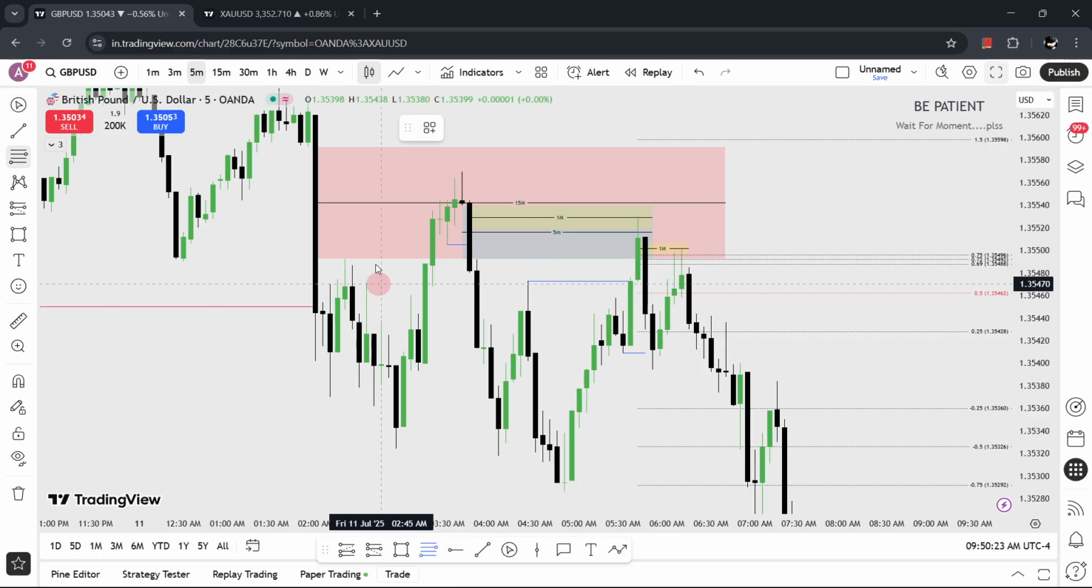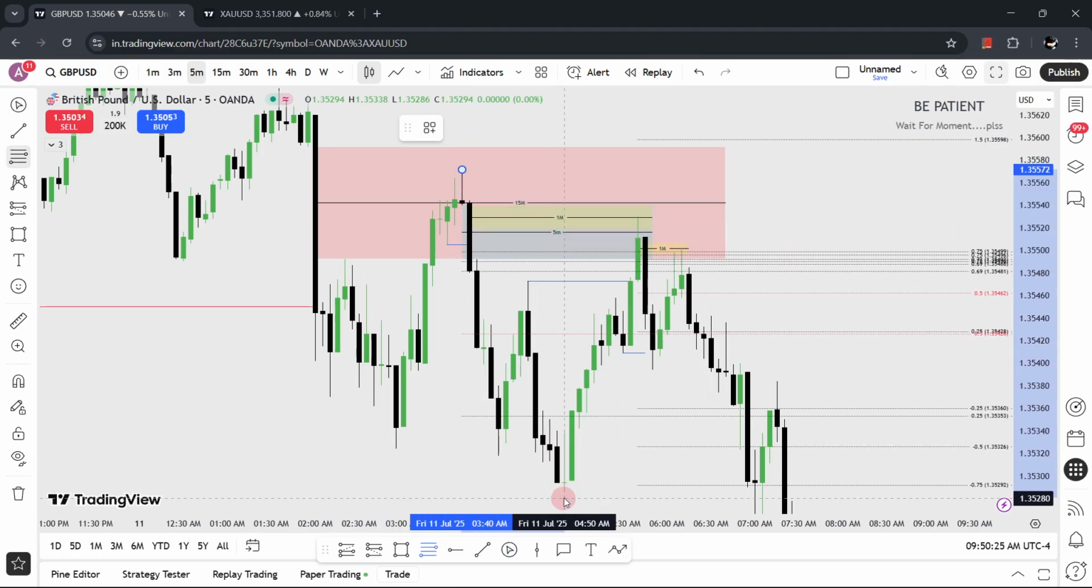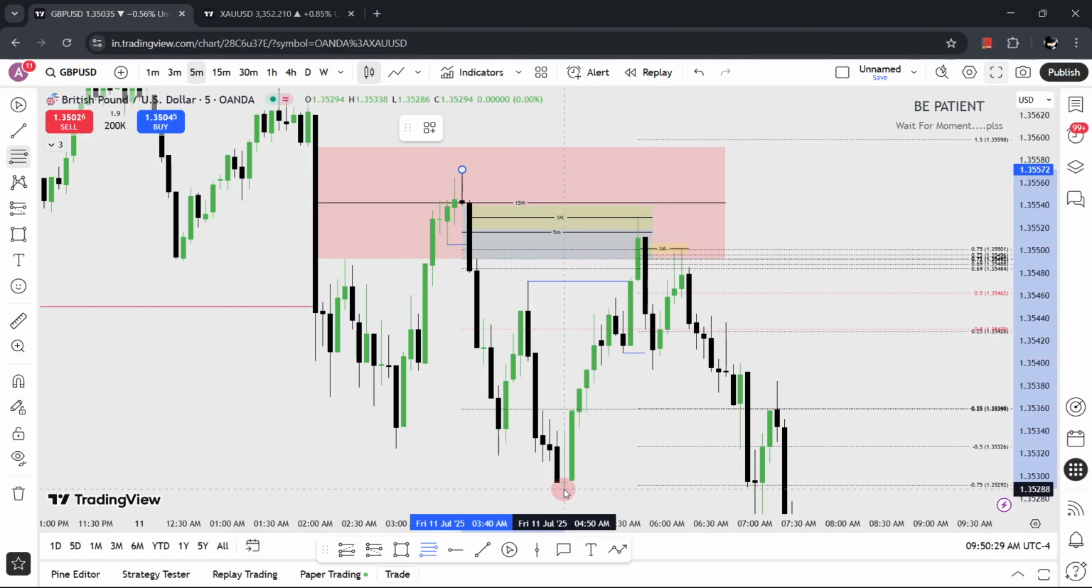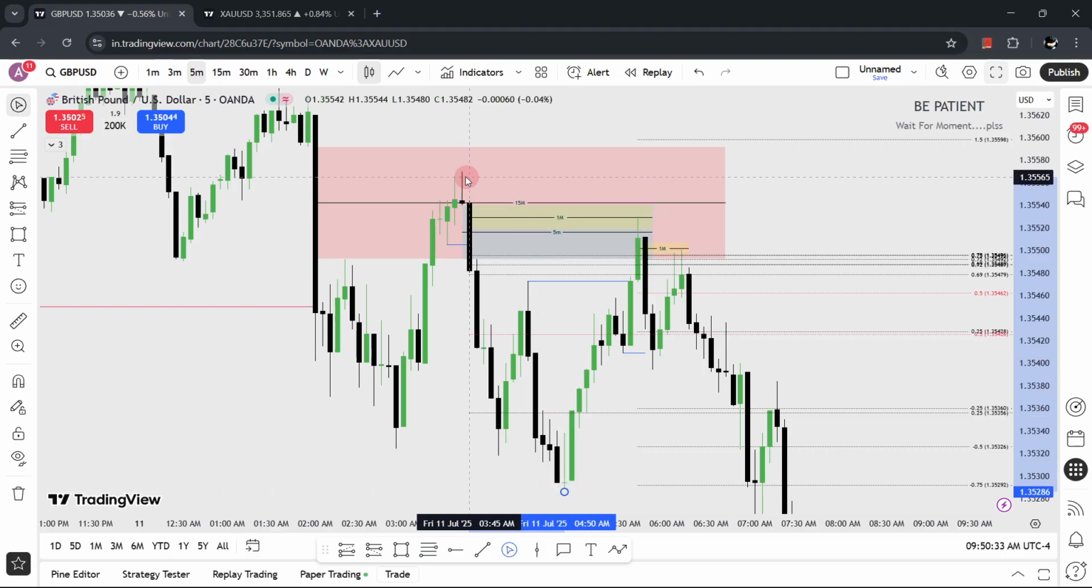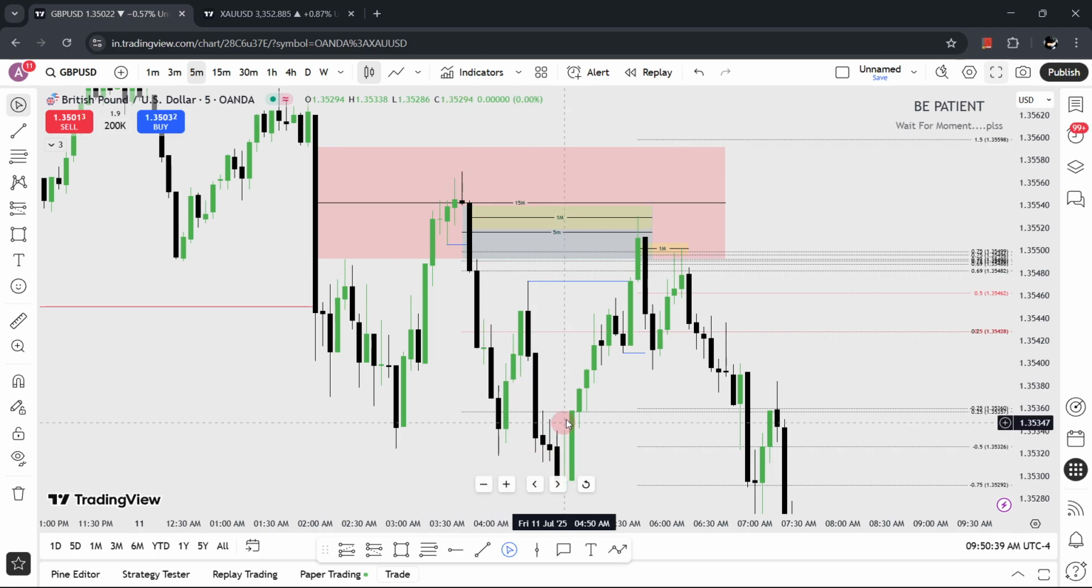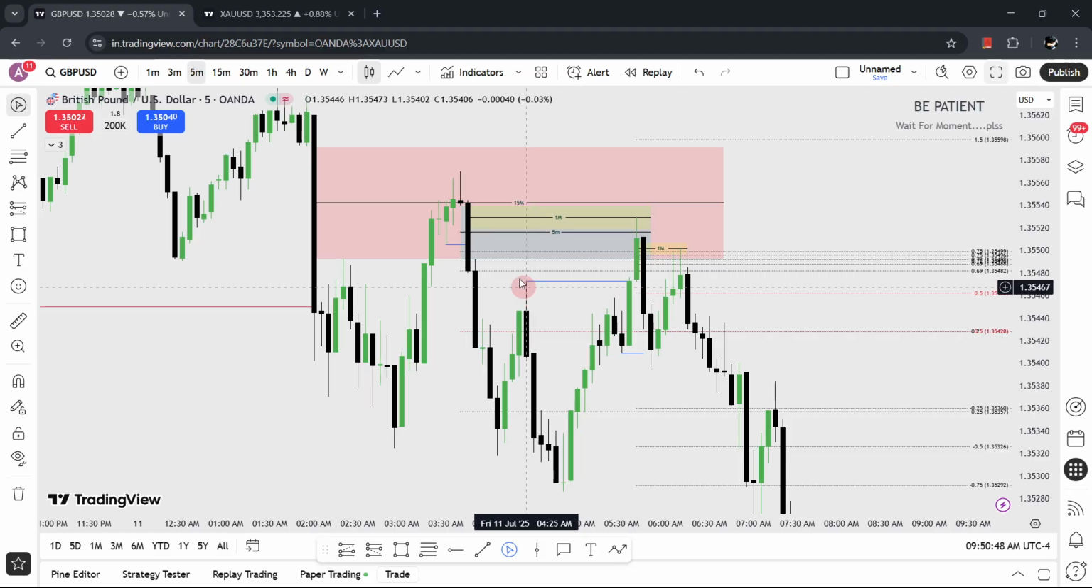Again, I just want to mark out the displacement from this high to this low. So that's our upper quadrant of this displacement. Above the upper quadrant, we have an intermediate time high. Sorry, a short time high. Okay, this is a short time high.